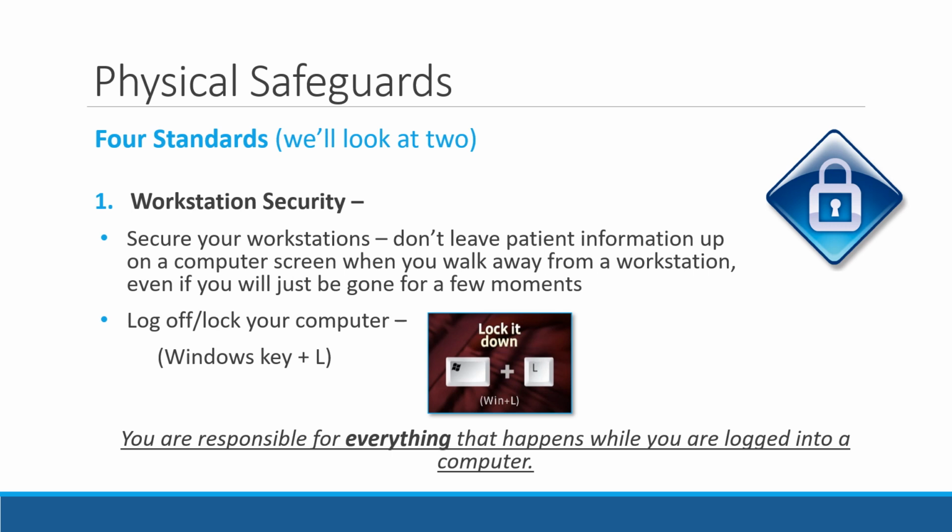There are 4 standards for physical safeguards. You will only use 2 on a day-to-day basis. So let's talk about workstation security. You'll need to make sure you lock your computer whenever you walk away from it. Do not leave your computer unlocked, as that will risk patient information being seen by someone that shouldn't. The quickest way to lock your screen is by pressing the Windows key followed by L. That will lock your system. Anytime you walk away from your computer, you must lock your screen. If you go to the restroom, step out of an exam room, whatever, always lock your screen.